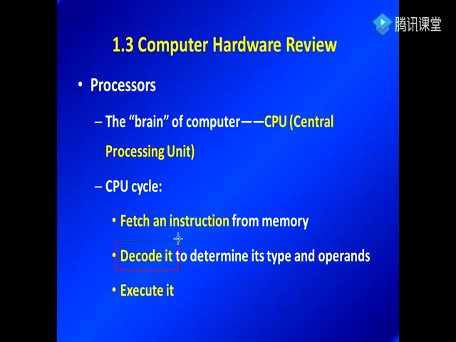You can execute any instructions from the machine. But if it's user mode, the CPU has to check if this instruction belongs to the subset of the machine instruction set. If it's not, then this instruction will be denied to be executed. So these are the basic three steps for a CPU cycle.